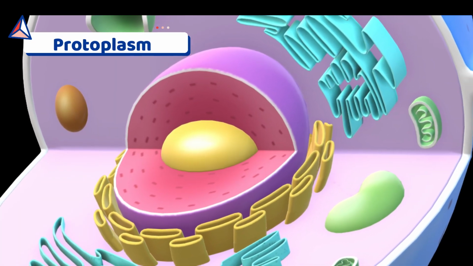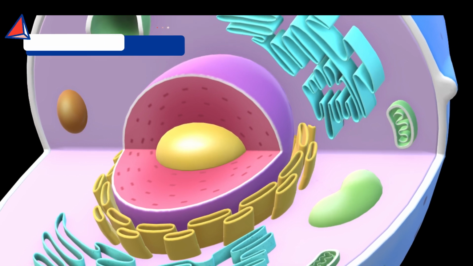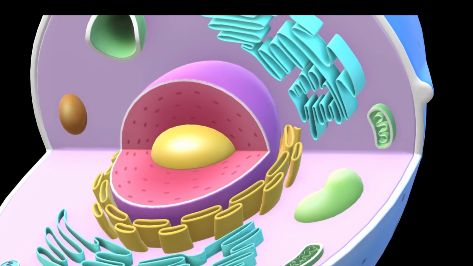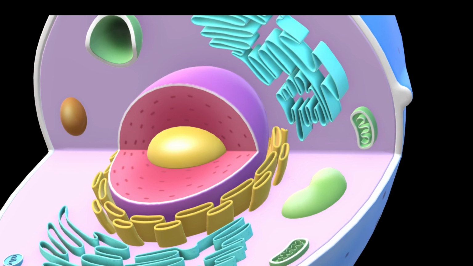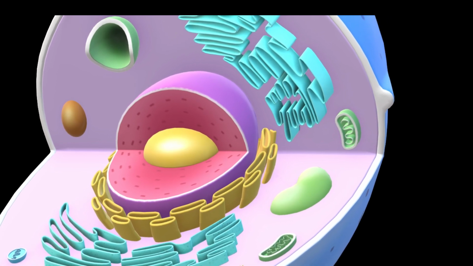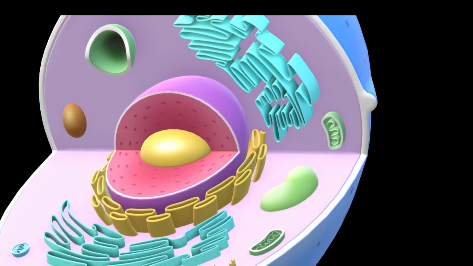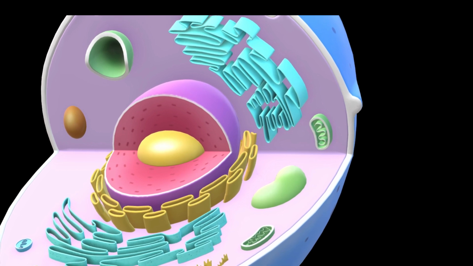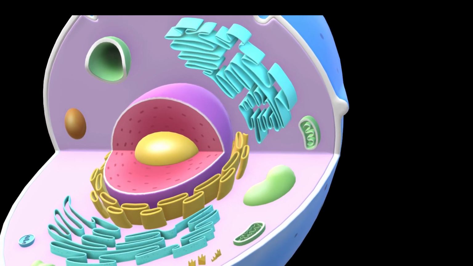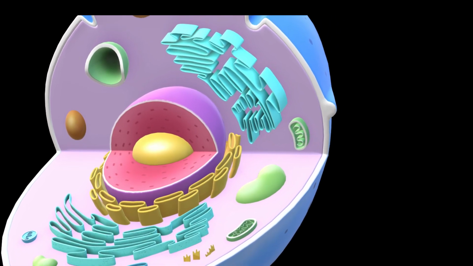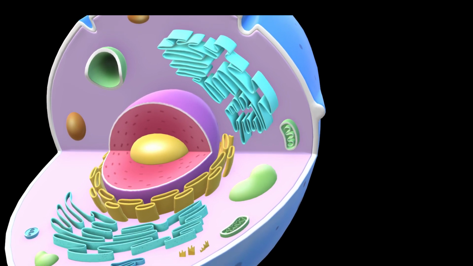Protoplasm. What is a protoplasm? The entire content of a living cell is known as protoplasm. It includes the cytoplasm and the nucleus. Protoplasm is called the living substance of the cell.